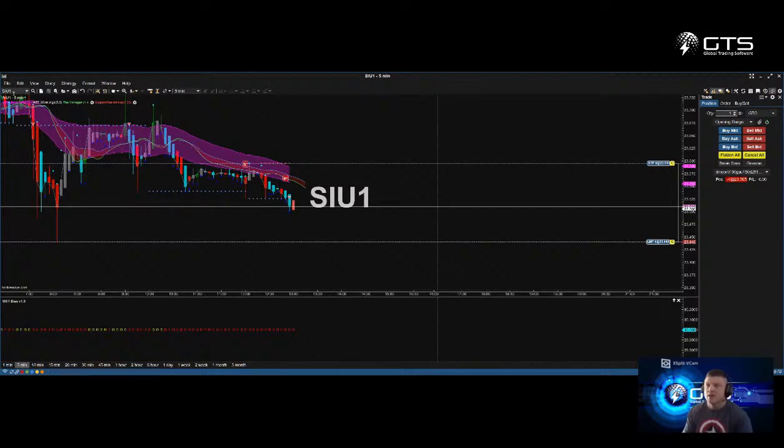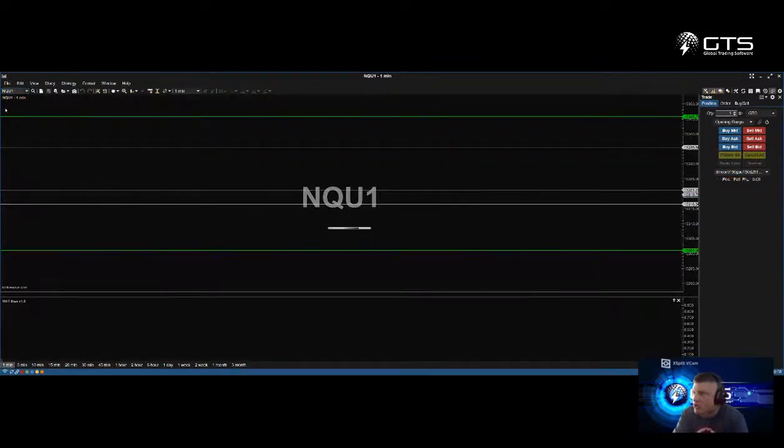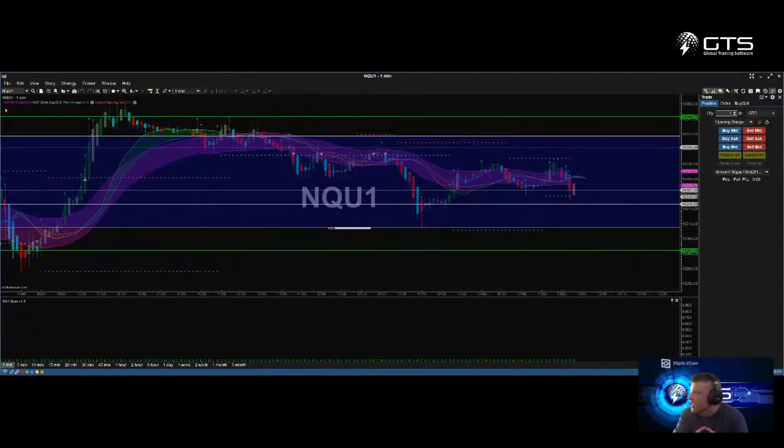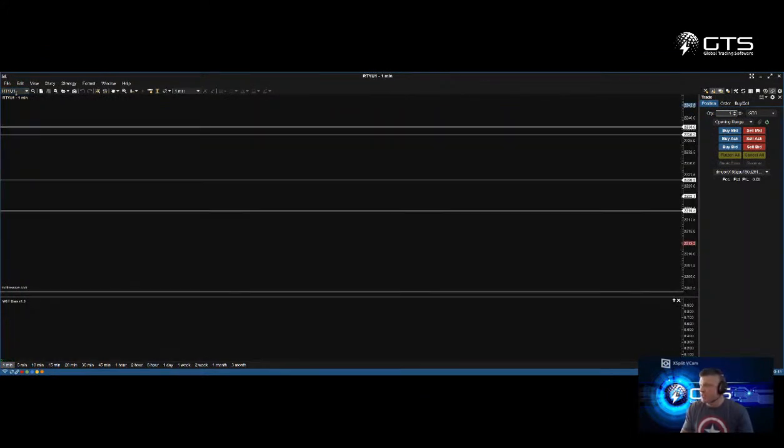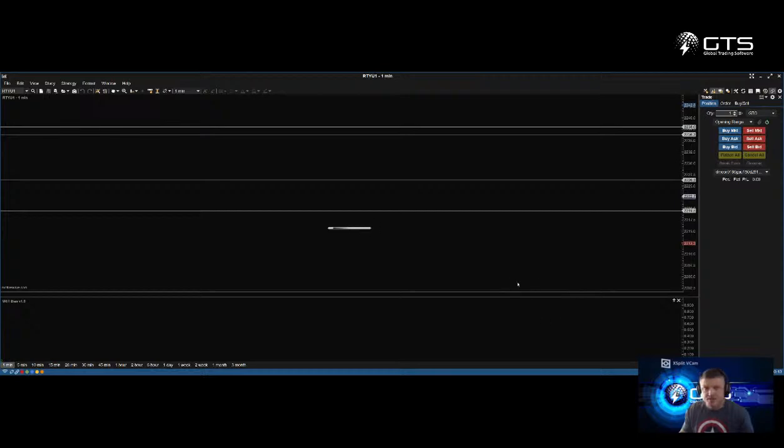As far as the rest of how everything's going, let's see here. NQ, let's check out the NQ real quick. Lots of movement. We got an RTY here. Yeah, so the NQ is kind of in a zone right now still.